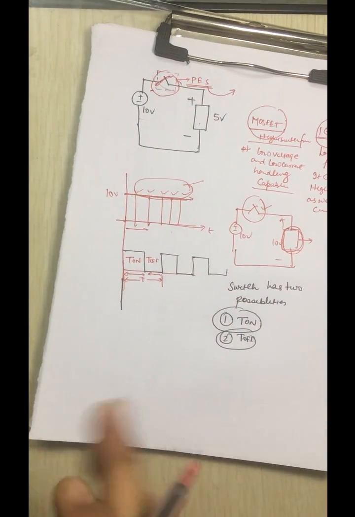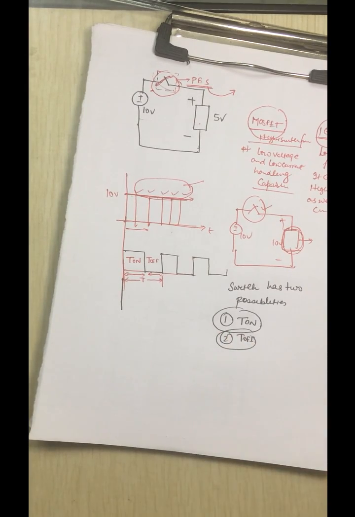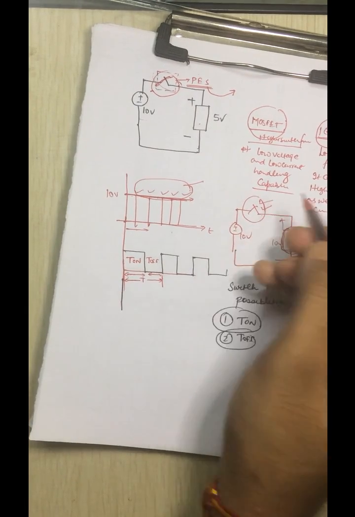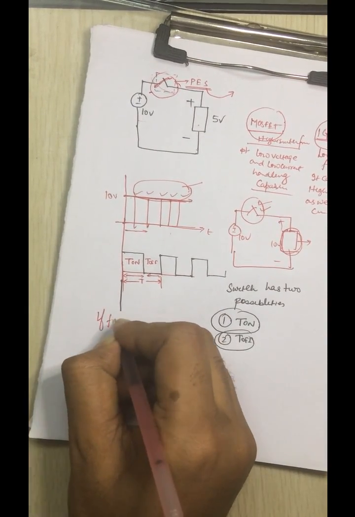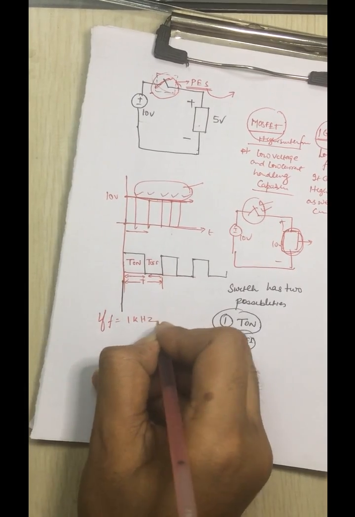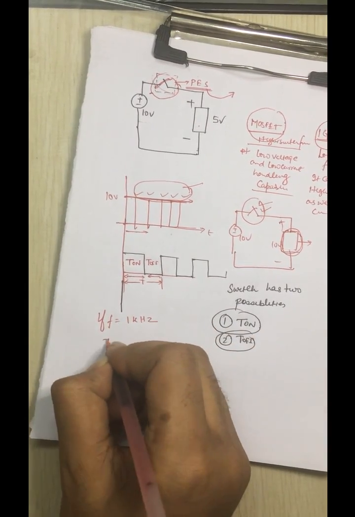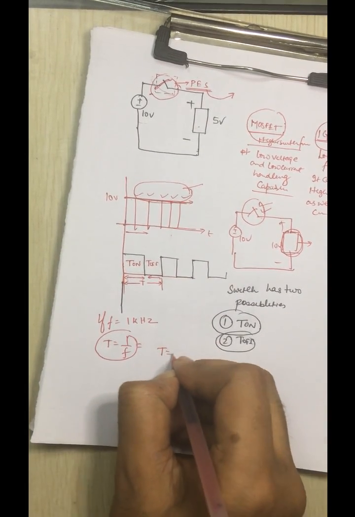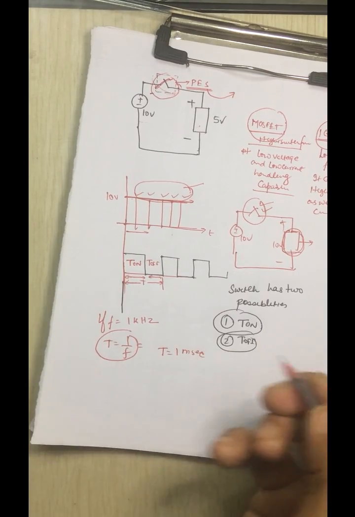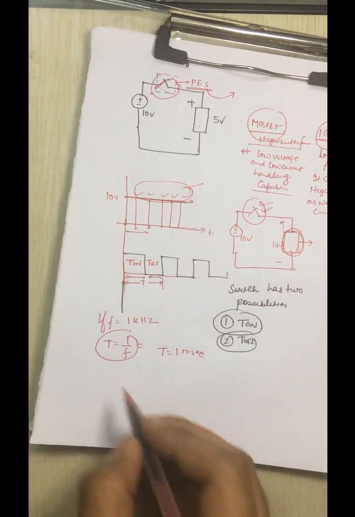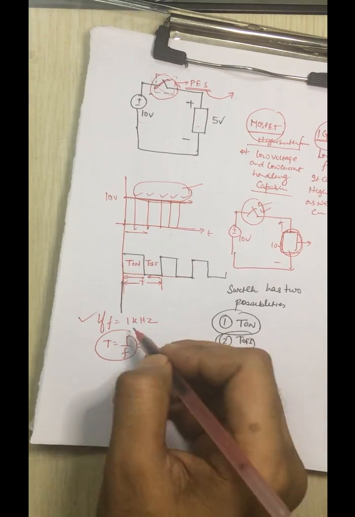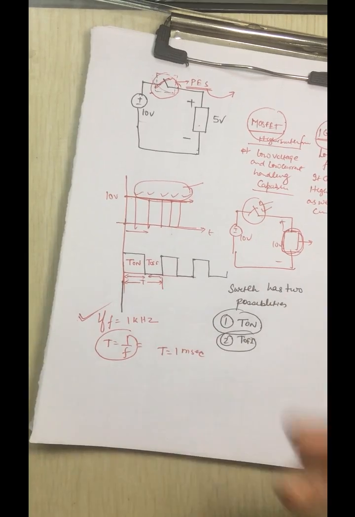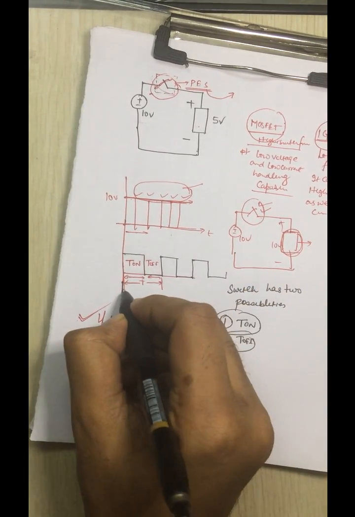Now suppose that this converter, the switch, is operating at a frequency of 1 kilohertz. 1 kilohertz means what? Time period equals 1 by f. If you convert this, time period will be 1 millisecond. So the whole time period is 1 millisecond, obviously.